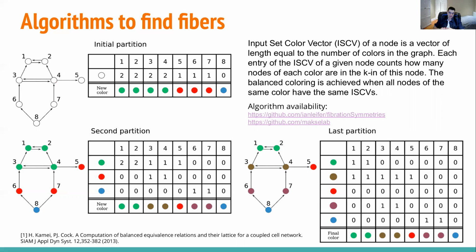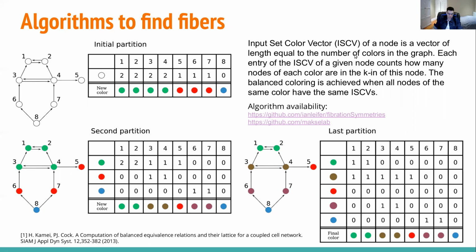has been shown. In the 80s there were a lot of algorithms for how to find this minimal equitable partition, and the specific one that we used is based on a more recent paper where it was applied to balanced coloring, which wasn't the center of it, but this is the paper that we used. It's based on this definition of input set color vector. I'm going to define what balanced coloring is in a second, so let's start with what the input set color vector is.